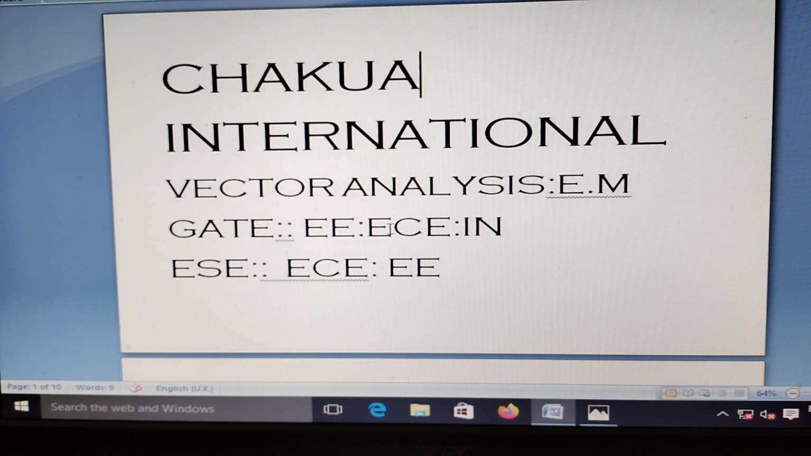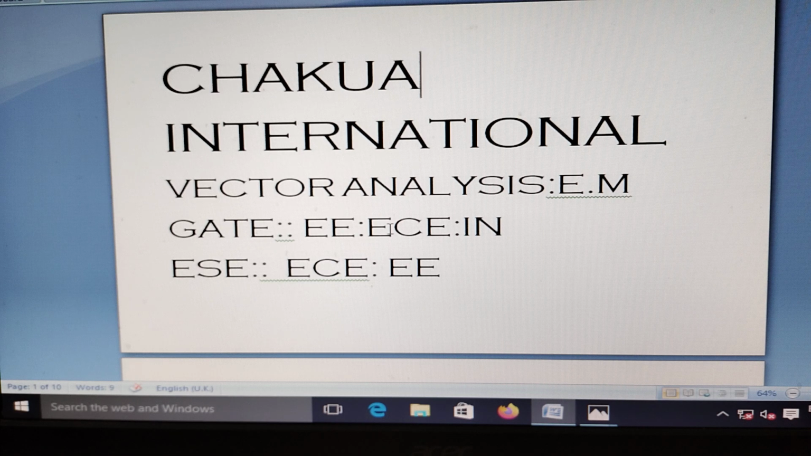Dot product: ax dot ax equals ay dot ay equals az dot az equals 1. ax dot ay, ax dot az, ay dot az all equal 0. That is the dot product. You should know the dot product before doing this calculation.